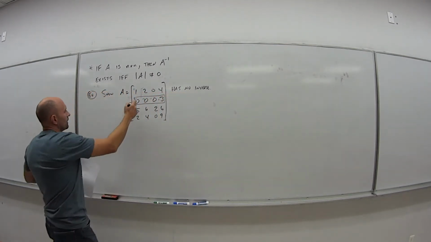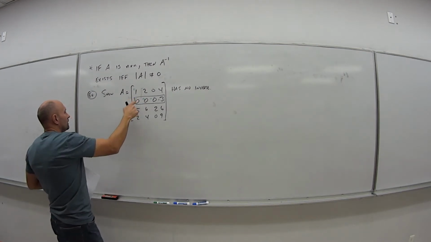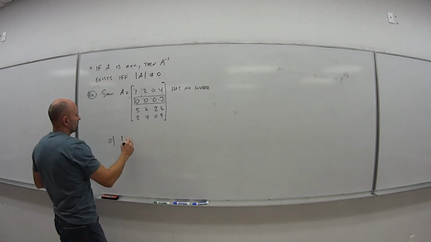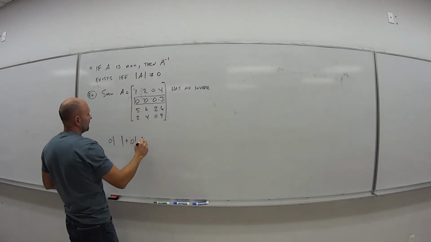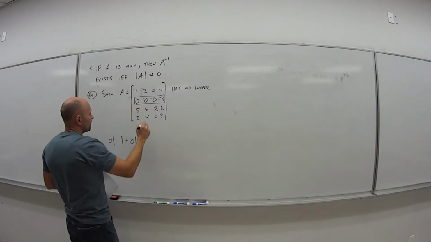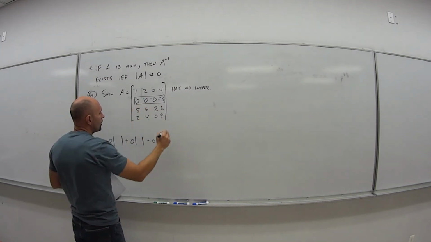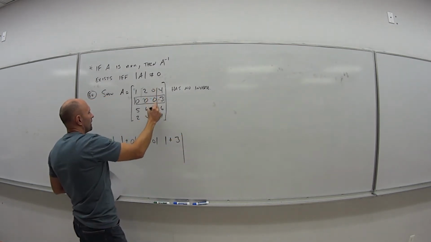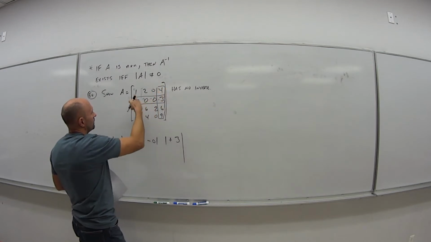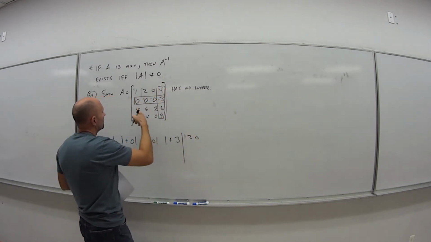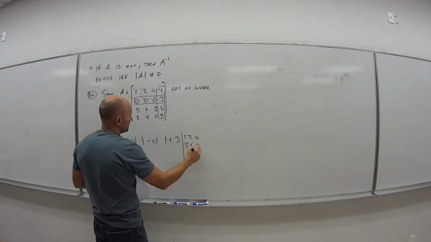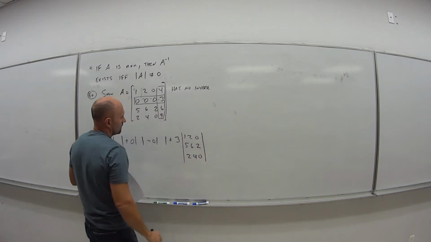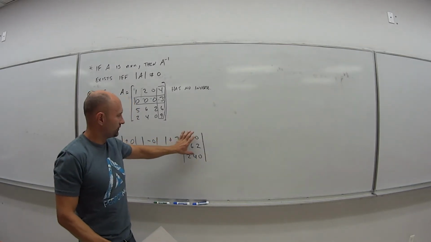So all of these are going to be what? When I'm at this 0, it's 0 times its minor. Doesn't matter, it's going to be 0. Plus 0 times its minor is 0. Minus 0 times another minor is 0. Plus 3 times what determinant? Well, I'm blocking off that row and the column associated with it. So I get 1, 2, 0, 5, 6, 2, 2, 4, 0. So it's 3 times this determinant.